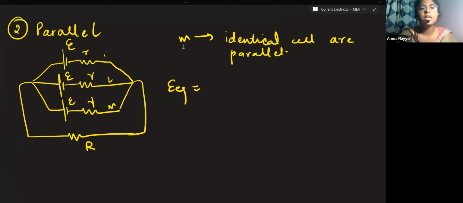Okay, Reem has answered. Reem, E1, E2 do not write. Every value of E is same. We are considering identical cells. Others also, Reem and Samia only have their opinion.